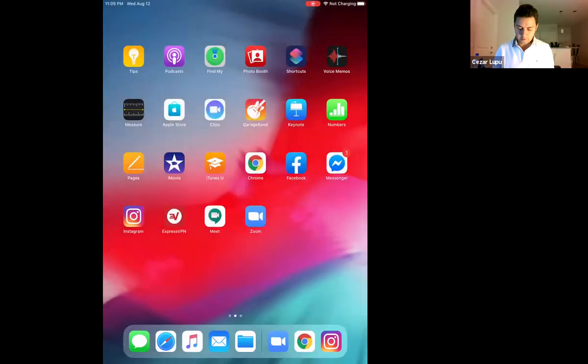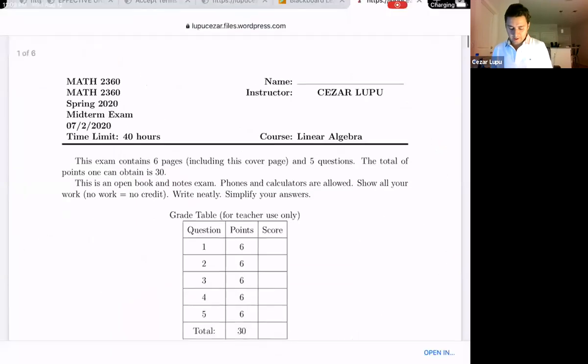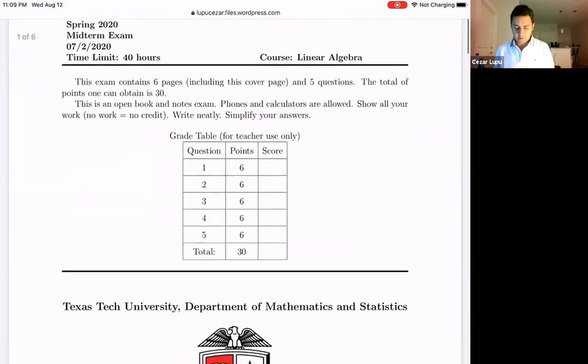As you know, there were 6 problems. Let me show you the exam. This was the exam, right? As you can see it. So like I said, it consisted of 6 problems, total of 30 points.